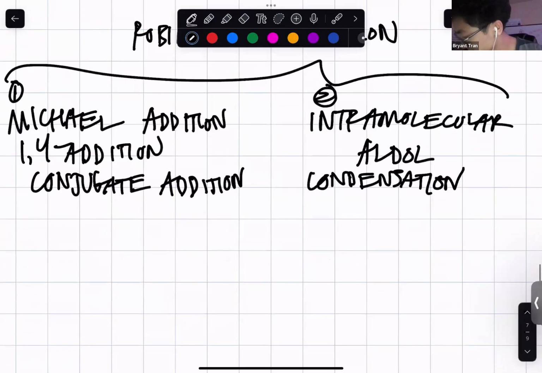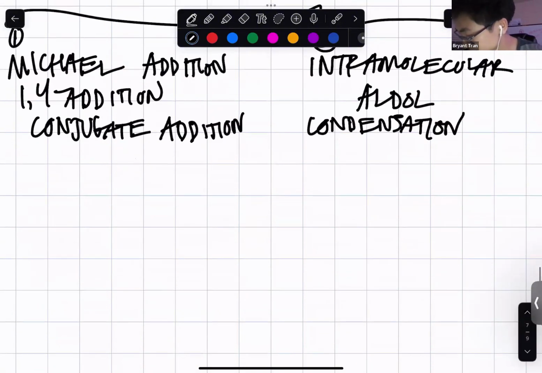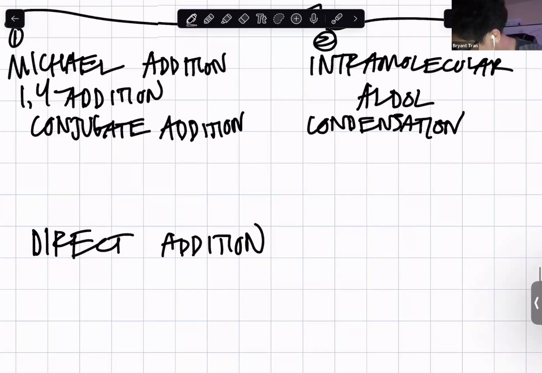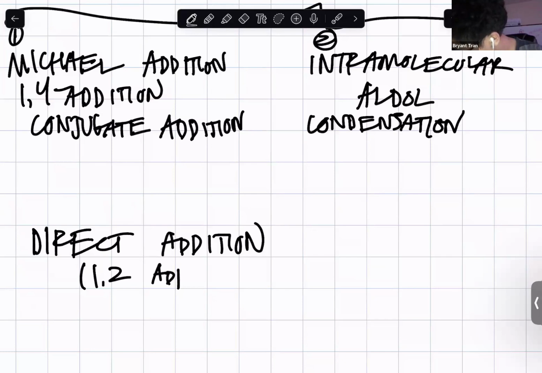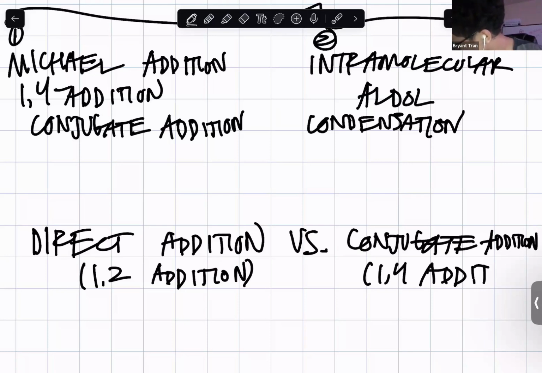Okay, and then the other thing that I want you guys to know is direct addition, aka 1,2 addition versus conjugate addition. So this is the easier one. The shorter one, I would say. 1,4 addition. Okay. These three we will try to get through today.